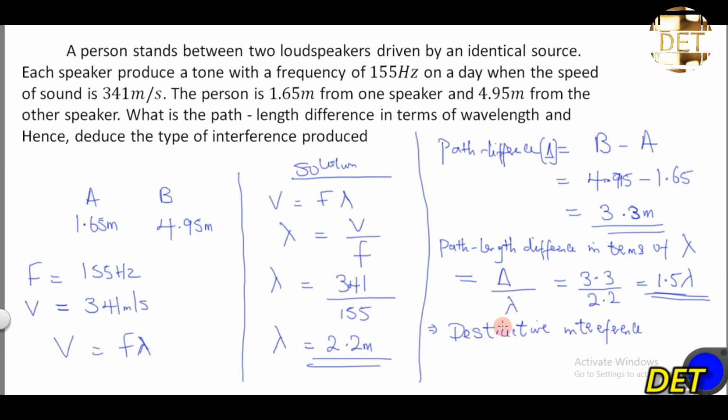So here it's very important that you should know that if the path length difference is a whole number, for example, if it is 1 lambda, 2 lambda, 3 lambda, and so on and so forth, that interference will be a constructive interference. But when it is a fraction, for example, 0.5 lambda or 1.5 lambda or 2.5 lambda, so that interference is referred to as what? A destructive interference, because the path length difference in terms of wavelength is a fraction.